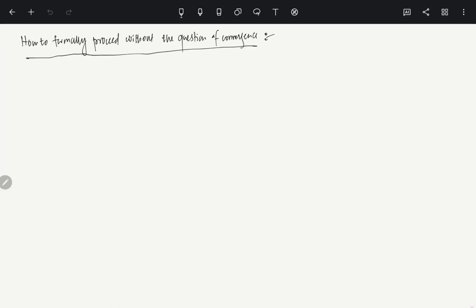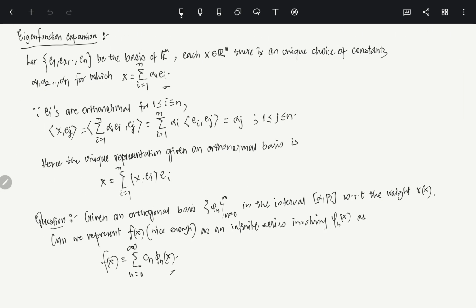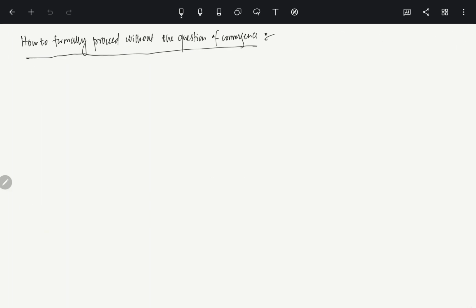We don't know whether this actually converges or not. So what we are going to do is, without the question of convergence, just assume that all of these converge, they are nice, everything is fine. And can we find the coefficient Cn? That's just the question. So such that f(x) must look like summation n equals 0 to infinity Cn phi_n(x). Can we do that? Let's understand that.